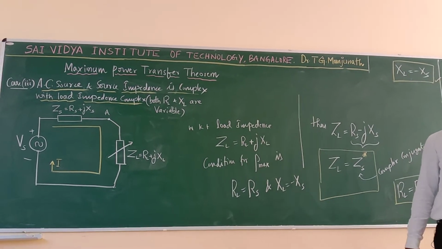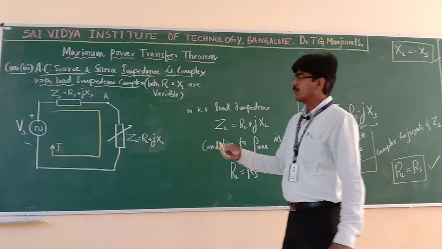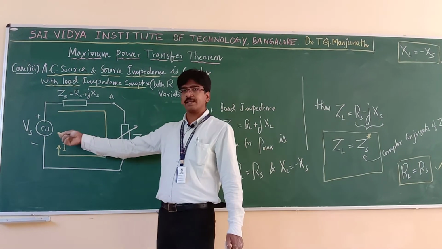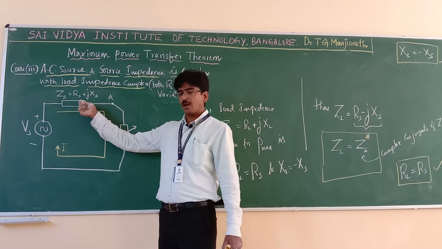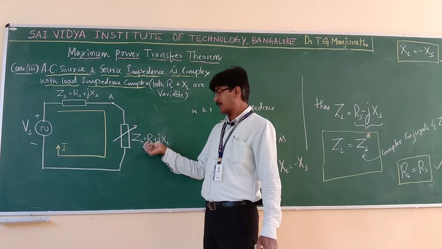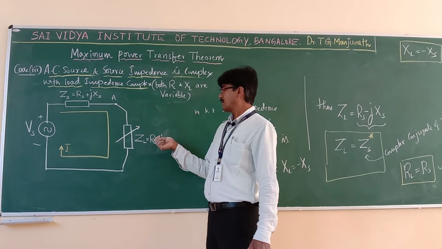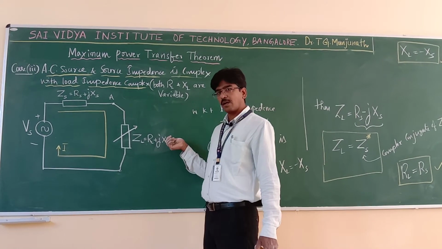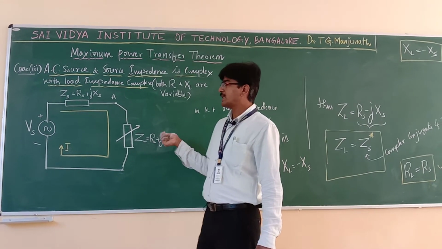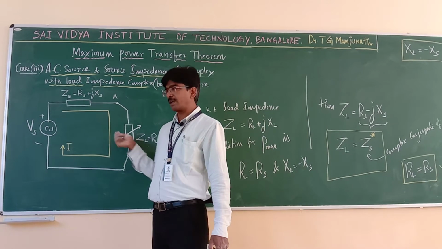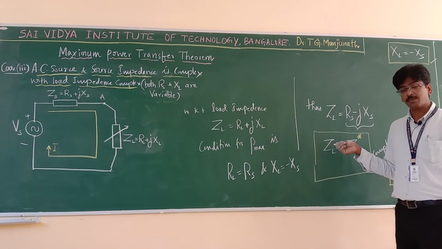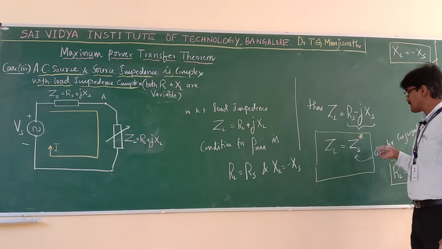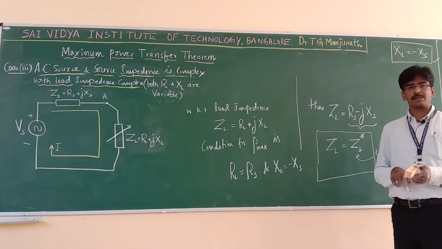Now, when the source is AC, source impedance is complex and load impedance is also complex, and if both RL and XL are variable, the condition for maximum power transfer is that the value of load impedance must be equal to the complex conjugate of source impedance.